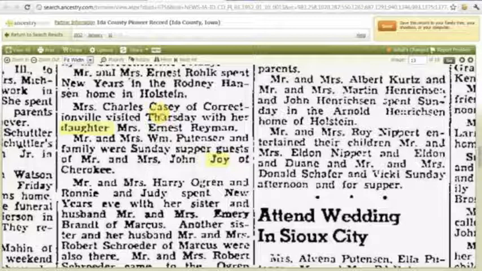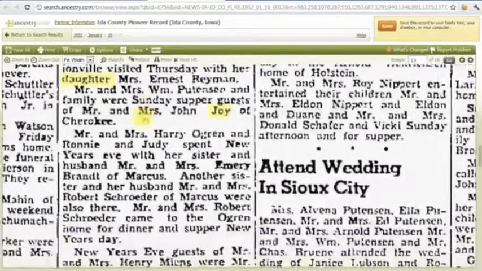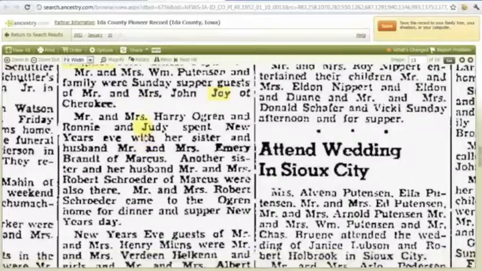One of the other reasons I love newspapers, if you look at some of the little blurbs on this page, right? It's better than Facebook. They were telling people in the weekly newspaper about the comings and goings, right? Mr. and Mrs. William Putinson and family were Sunday supper guests of the Joy family, and because I'm related to most of these people, I happen to know that the Putinsons and the Joys are cousins. This one I love, right?